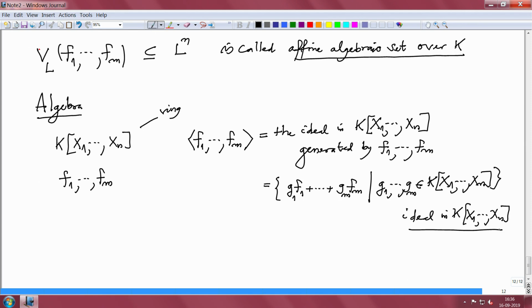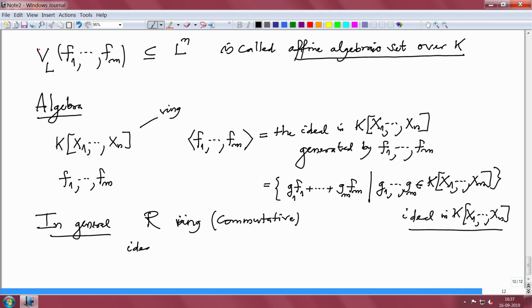Now, let us quickly recall what an ideal is. In general, if I have a ring R, whenever I say ring, it is always commutative in this course. If I want to talk about a non-commutative ring, I will specify it, but if I forget, a ring for us is always a commutative ring. And what is an ideal?